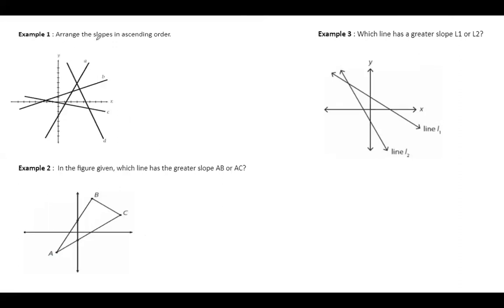All right. Nupur, arrange the slopes in ascending order. So what are the positive sloped lines here?